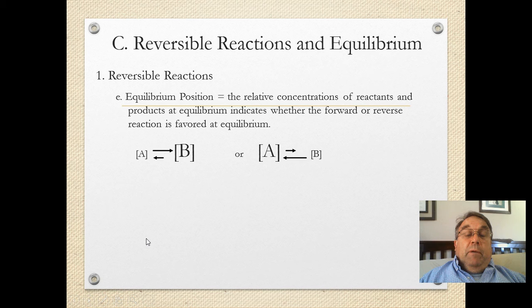Okay, so the equilibrium position can be figured out by which has greater concentrations, which there is more of. Here the concentration of the products is greater than the concentration of the reactants. So the forward reaction is favored. But if at equilibrium there's more reactant than product, then the reverse reaction is favored.